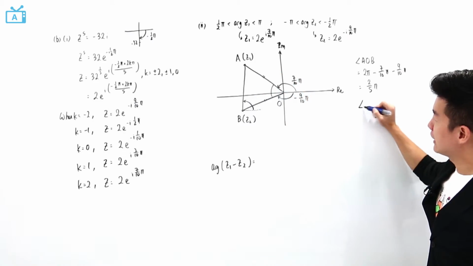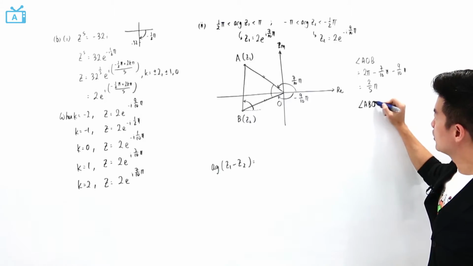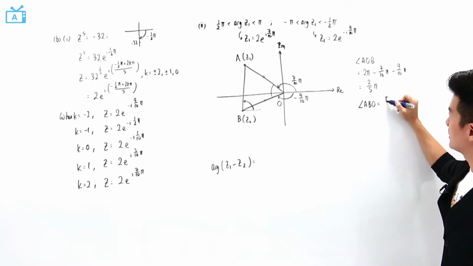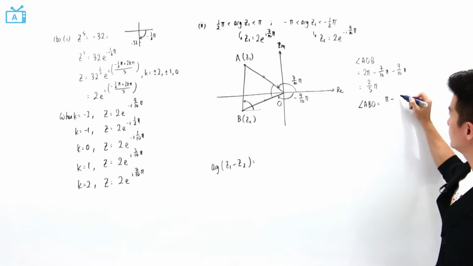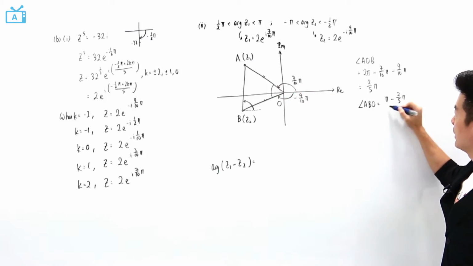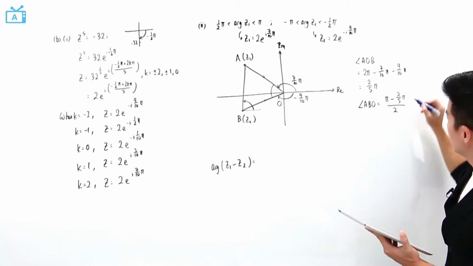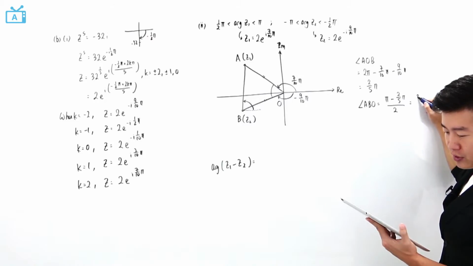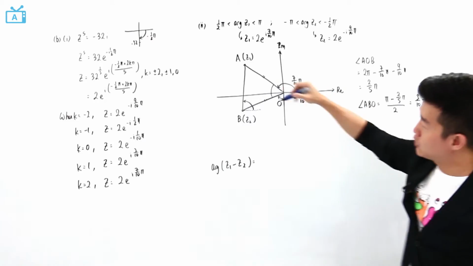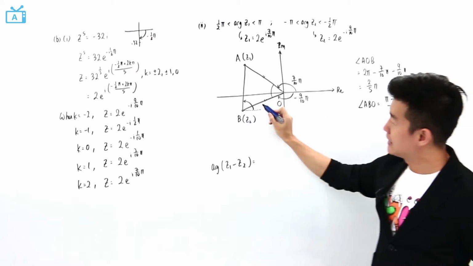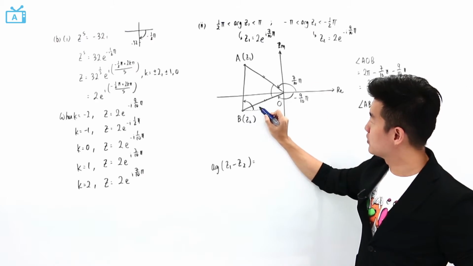So if this is 2 and this is 2, what I have here is an isosceles triangle. So if I were to find the angle ABO, this is just the base angle of an isosceles triangle. It is pi minus away this angle, 2 over 5 pi, and divided by 2, since this angle and this angle are exactly the same. And this is equal to 3 over 10 pi. So I know now this angle here is 3 over 10 pi. And this little angle here is going to be 1 over 10 pi.